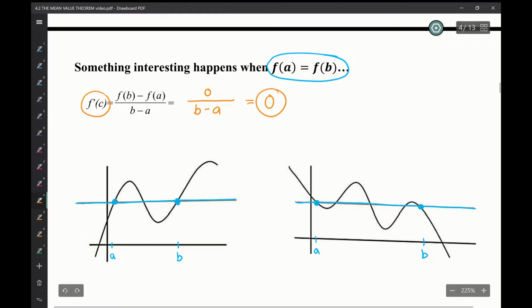It also means that the slope of the secant line between a and b is 0. So we have a horizontal secant, which means we're also looking for horizontal tangents. For our first function, this happens twice. So the slope of the tangent at c is equal to 0 twice for our first function, and then the slope of the tangent is equal to 0 3 times for our other function.